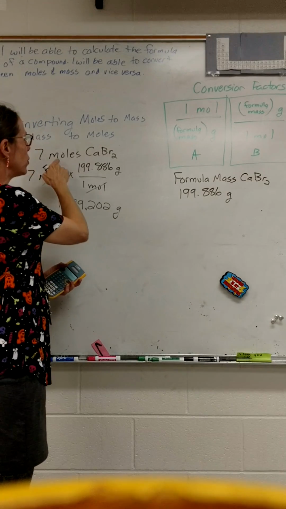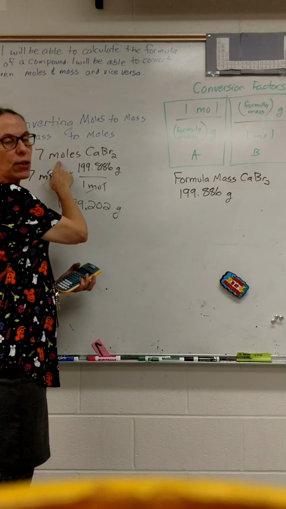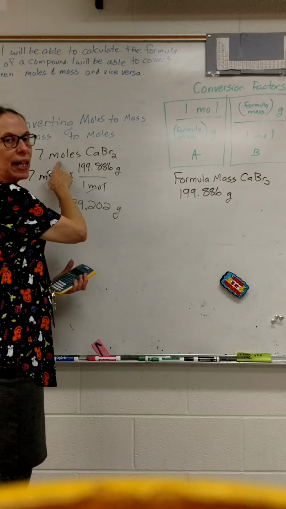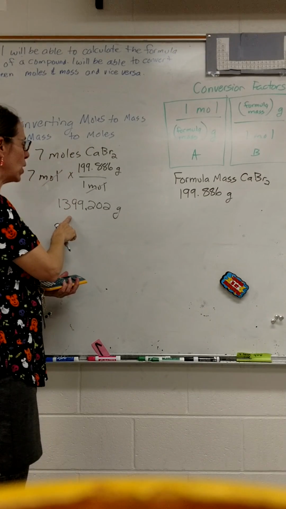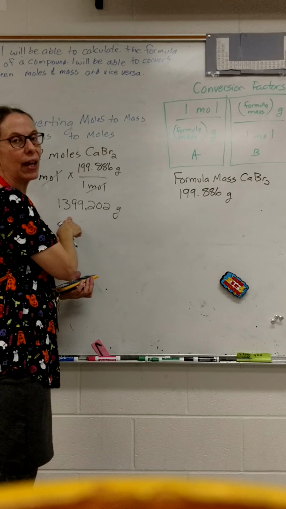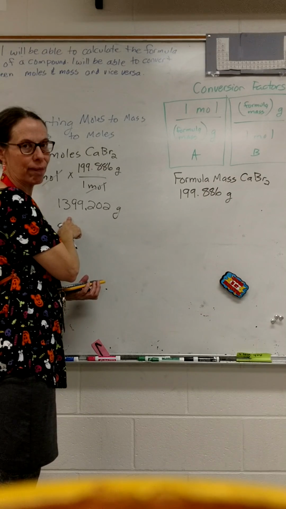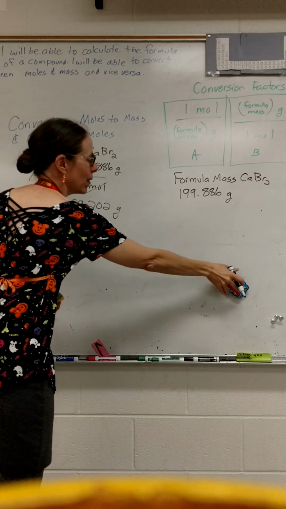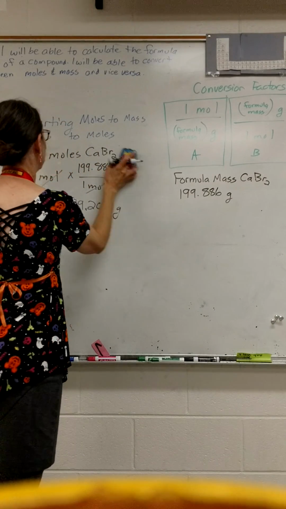So if I ever need to measure out 7 moles of calcium bromide, I'm going to get out my balance and measure out 1,399.202 grams, and I know I will have 7 moles. That's the easy conversion. The other one's not much harder.